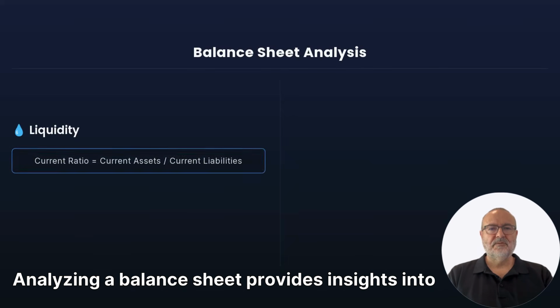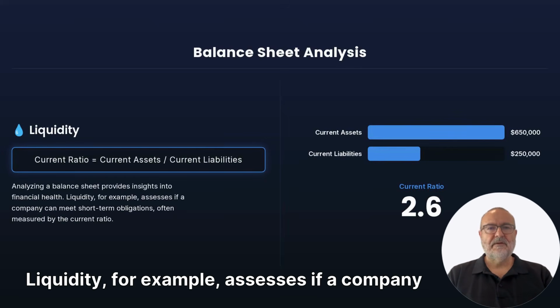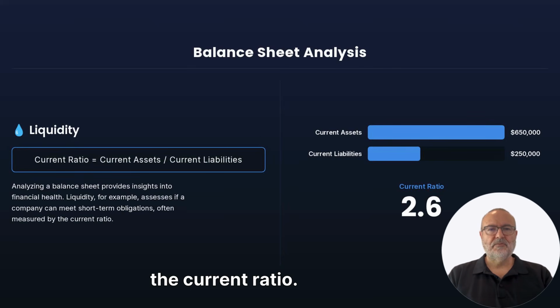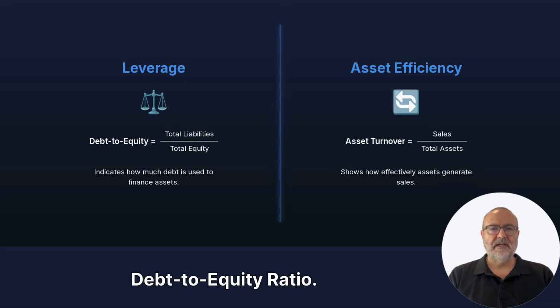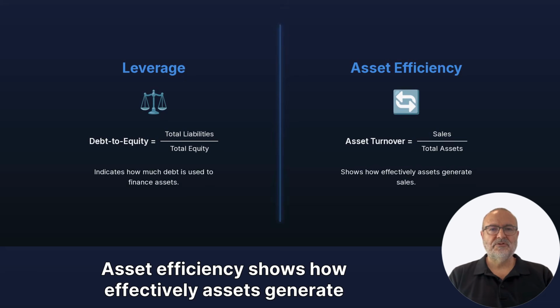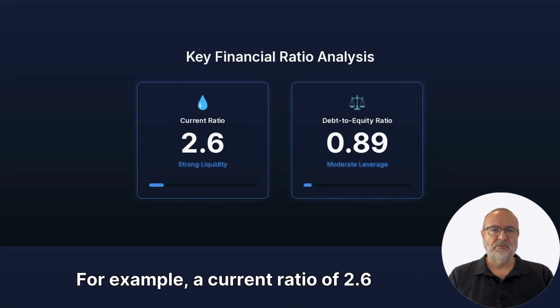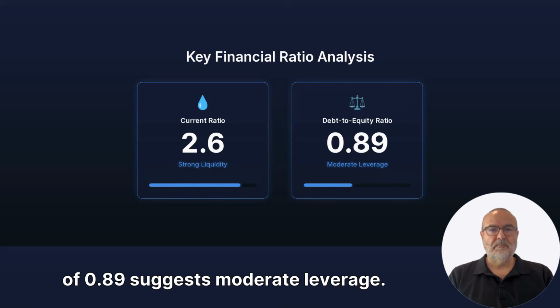Analyzing a balance sheet provides insights into financial health. Liquidity, for example, assesses if a company can meet short-term obligations, often measured by the current ratio. Leverage indicates how much debt is used to finance assets, typically measured by the debt-to-equity ratio. Asset efficiency shows how effectively assets generate sales. For example, a current ratio of 2.6 indicates strong liquidity, while a debt-to-equity ratio of 0.89 suggests moderate leverage.